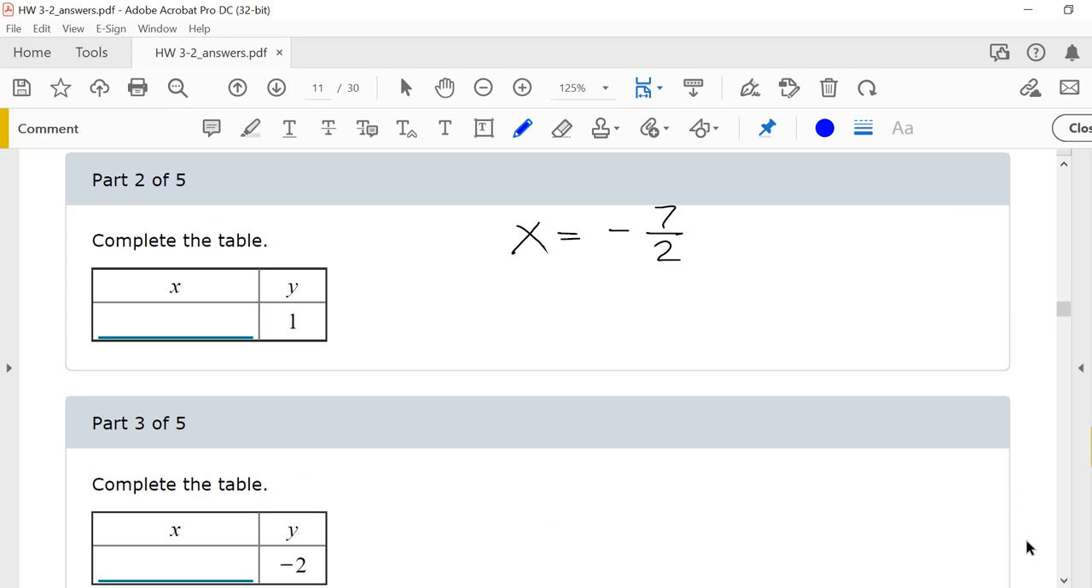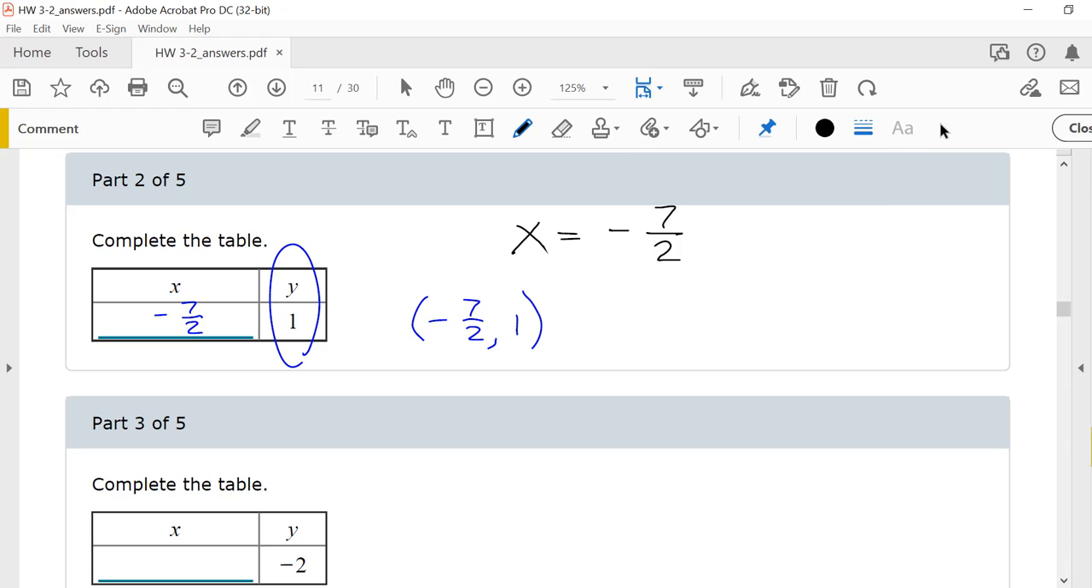For the second point, my equation again is x equals -7/2. When y is 1, there's no place to plug 1 in for y. I immediately know that x is -7/2. So my point is -7/2, comma, 1.